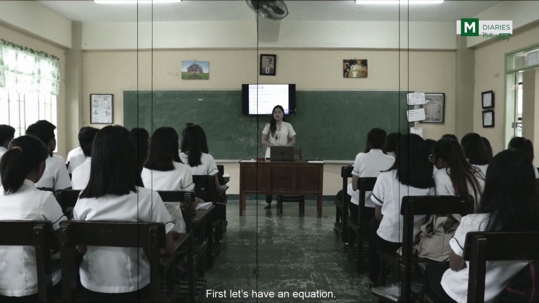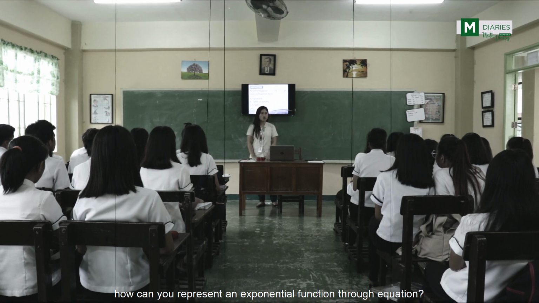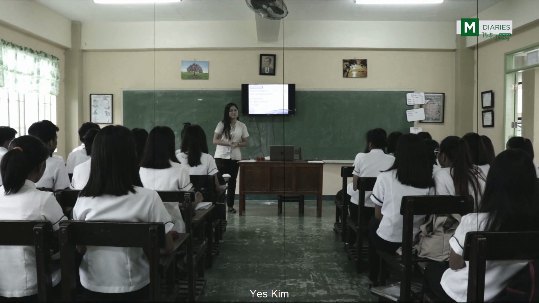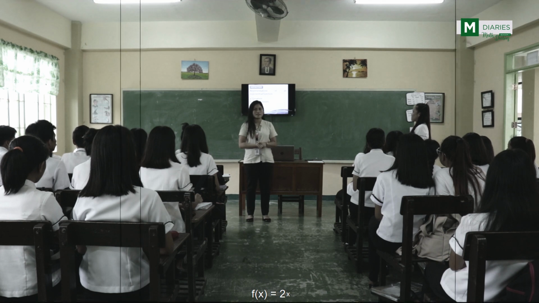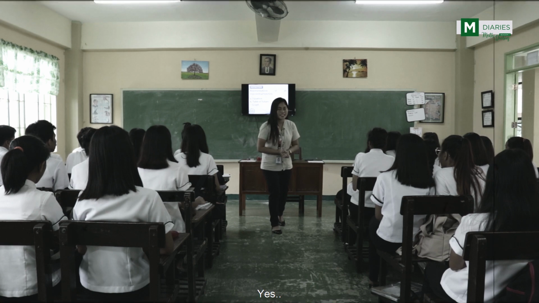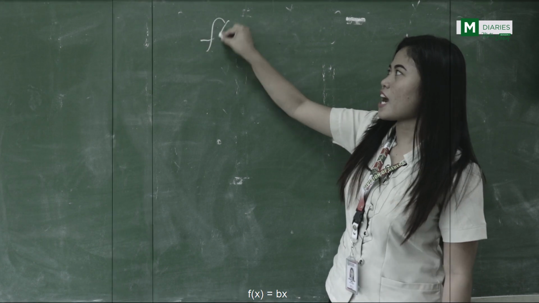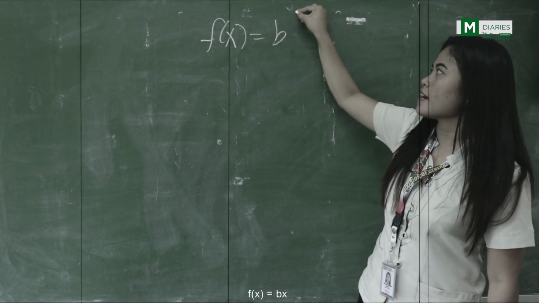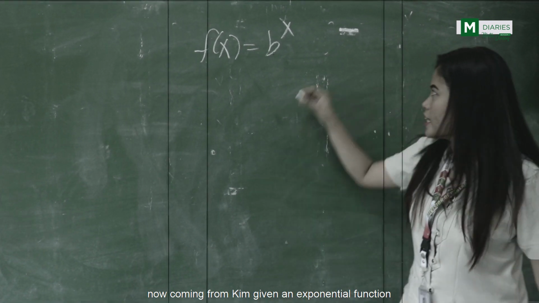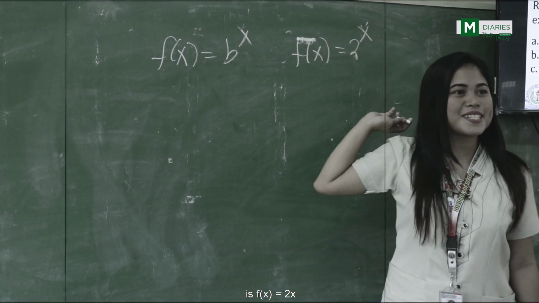First, let's have an equation. Now, how can you represent an exponential function through equation? Anyone from the class? Yes, Kim. F of x is equal to 2 raised to x. Is that correct? Yes! Okay, very good. Exponential function can be written in the form of f of x is equal to b raised to x. Now, coming from Kim, given exponential function is f of x is equal to 2 raised to x.